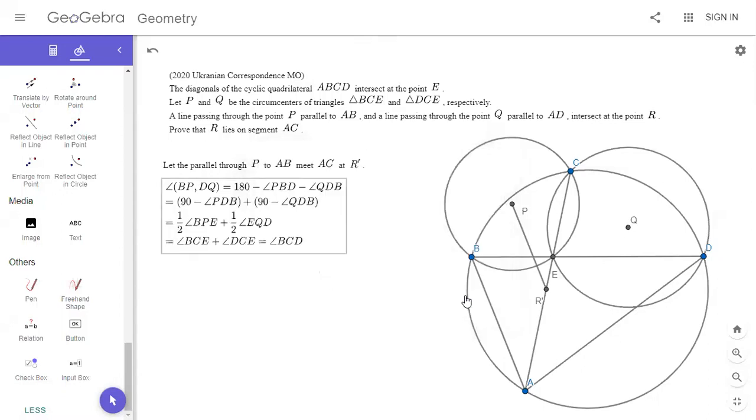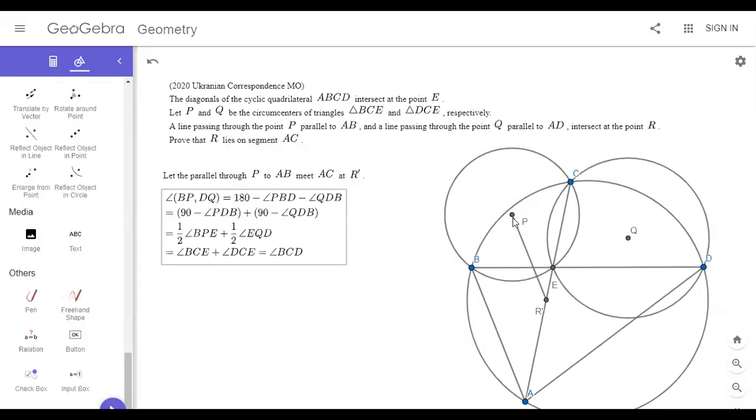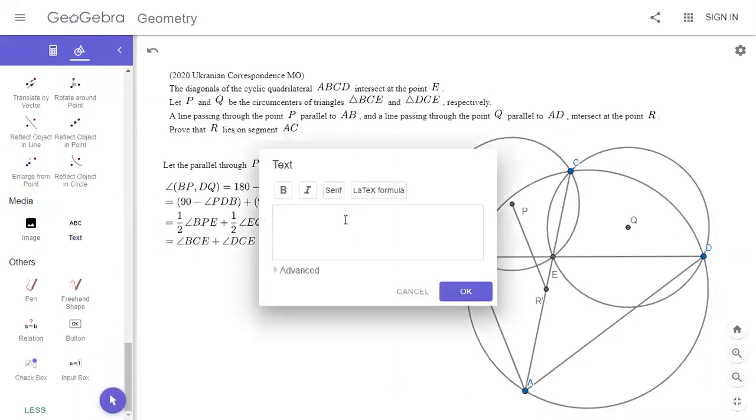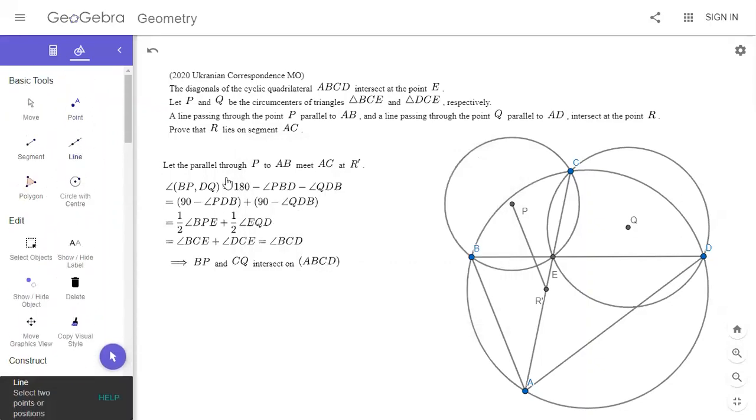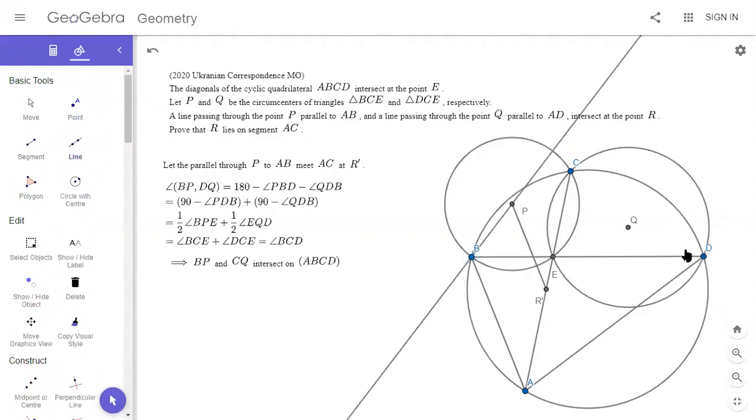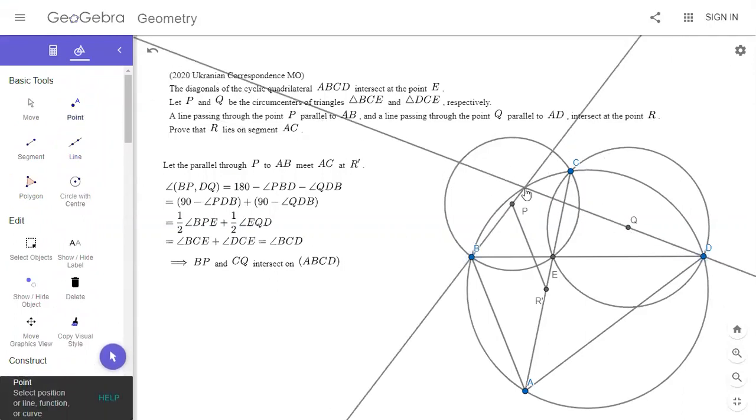So, all right. Since the angle between BP and BQ is equal to angle BCD, that means BP and DQ intersect on this circle. So we can draw that intersection point, and we can call it F.